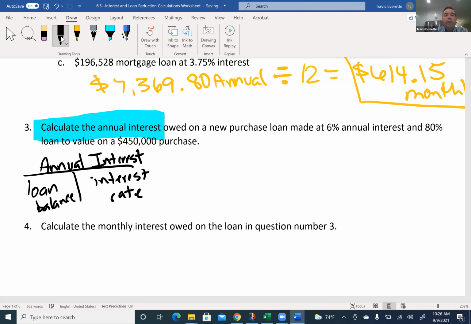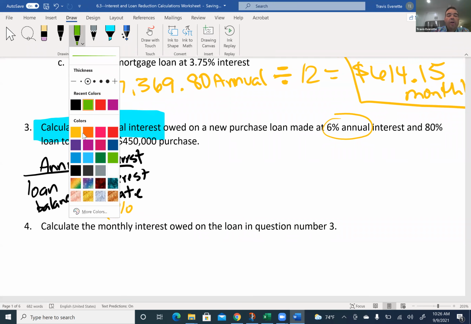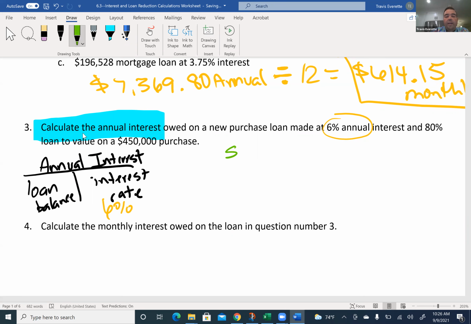So let's see what of these things they give me. Well, it looks like here they give me the 6% annual interest rate. So I can go ahead and fill that 6% in. But they don't give me the loan amount. The loan balance is just not there. So I'm going to have to come up with that. What they tell me is that I'm purchasing a property for $450,000 at 80% loan to value.